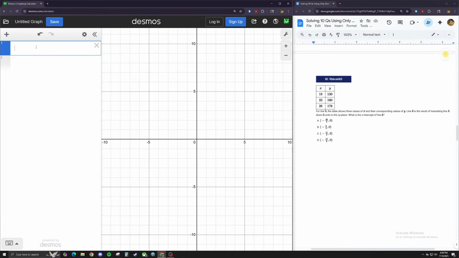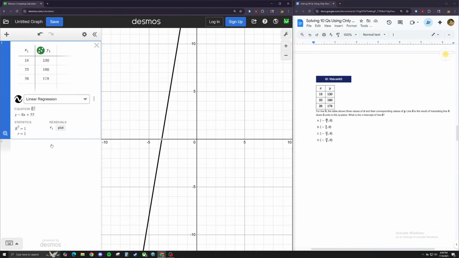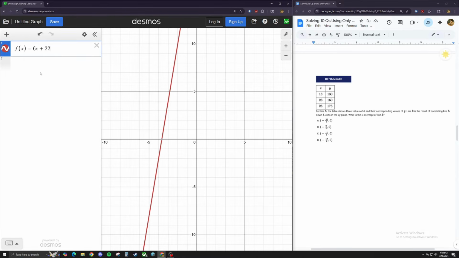And so for this one, we're given a table that corresponds to a line h, and k is the result of translating it 5 units down. So what is the x-intercept of k? Okay, so first let's create that line by again typing in table and typing in the points that were given, and clicking this button. So now we could say that f of x is equal to the line 6x plus 22. So we're going to get rid of this.